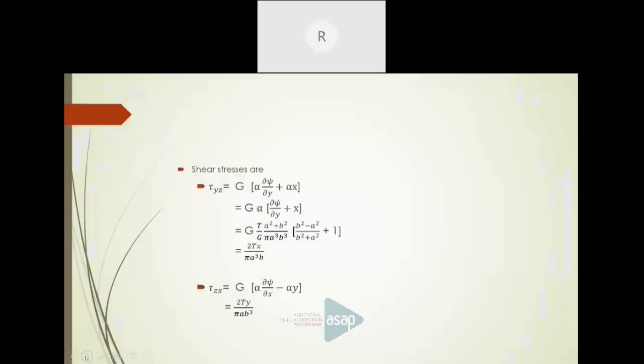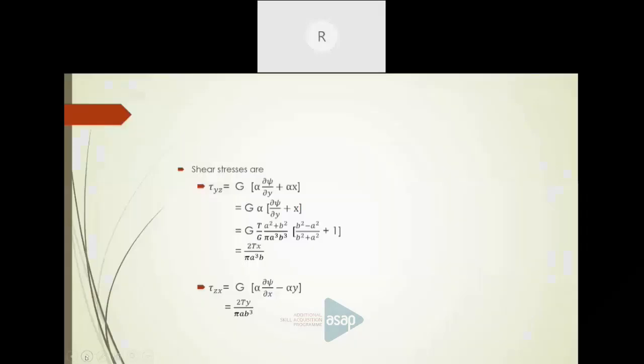Okay, double integration over phi dx dy. That means if you know the stress function, you can integrate it twice, that is over the area, and multiply it by 2, and you will get the torque. That is Prandtl's method. So now we have seen the torque transmitted by Prandtl's method, the torque transmitted by Saint-Venant's method, and the governing equations for both Saint-Venant's method and Prandtl's method.